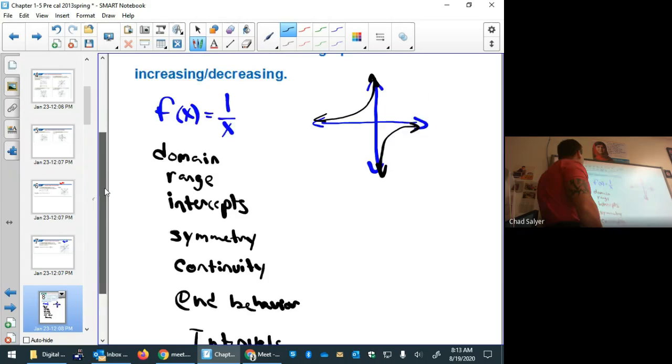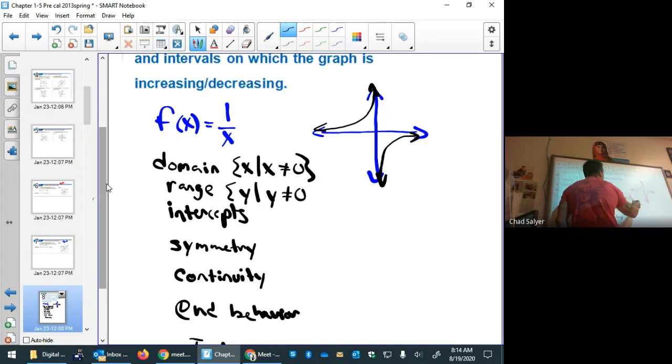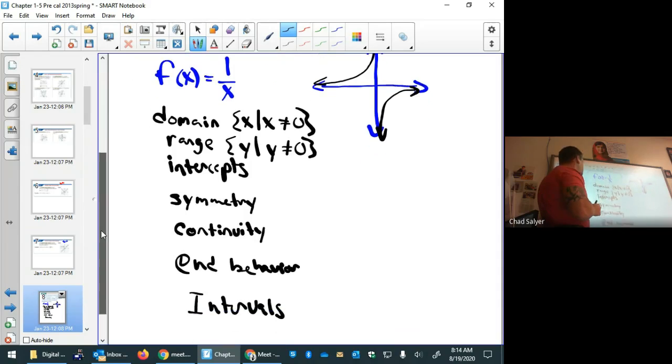Okay, so first of all, the domain. If I look, I see that there is one excluded value on the domain. So the domain is x such that x is not equal to 0. Everything else works. Everything else will be defined, but at 0, I'll have division by 0, and it will not be part of the domain. The range is the same. So every y value is also valid with the exception of 0.